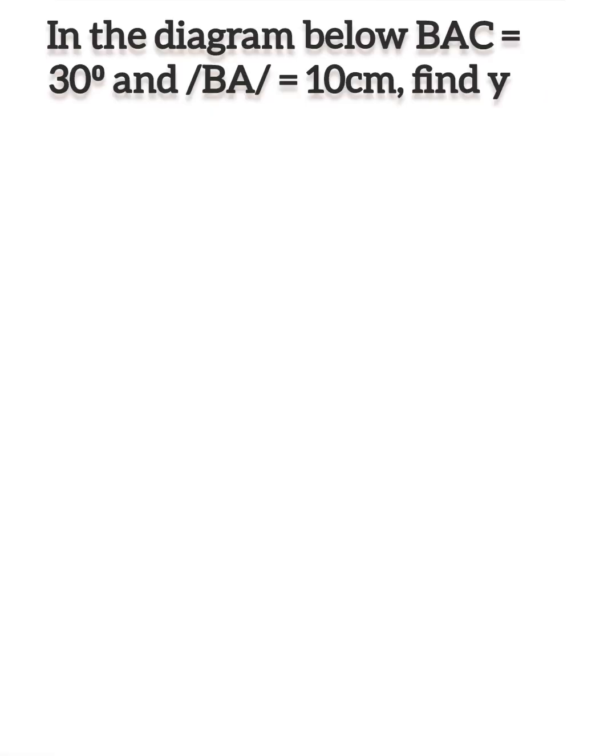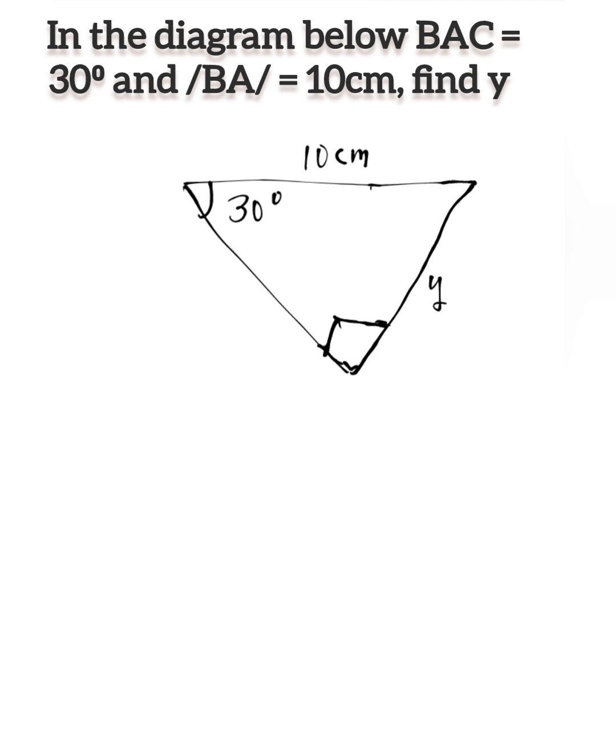In the diagram below, angle BAC is equal to 30 degrees, and the distance between A and B is 10 centimeters. Find Y. So that's the diagram. We have that the longest side is 10 centimeters, which is the hypotenuse. The hypotenuse is always opposite to 90 degrees. This is opposite to the angle given. And the last part is the adjacent.